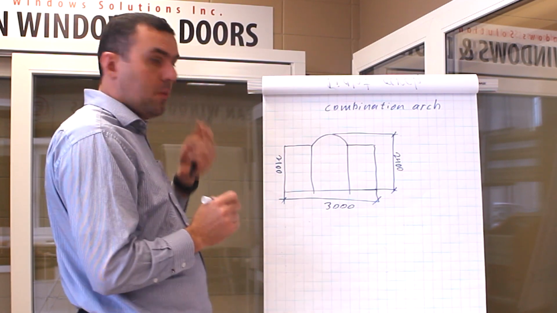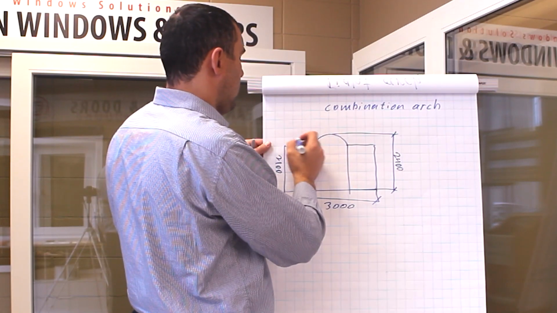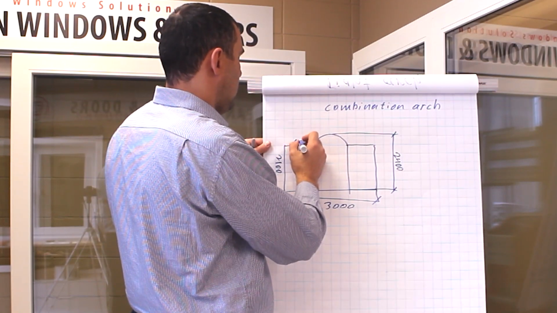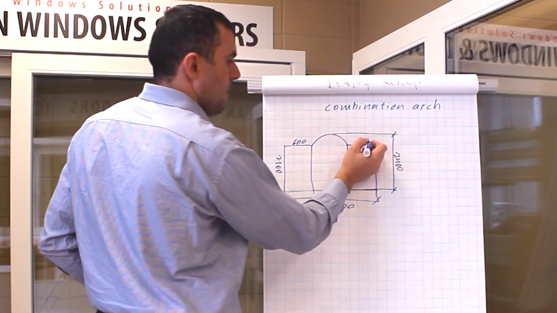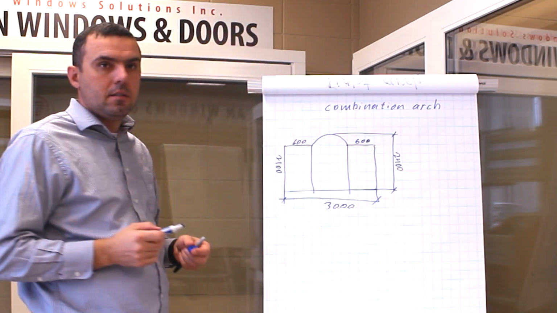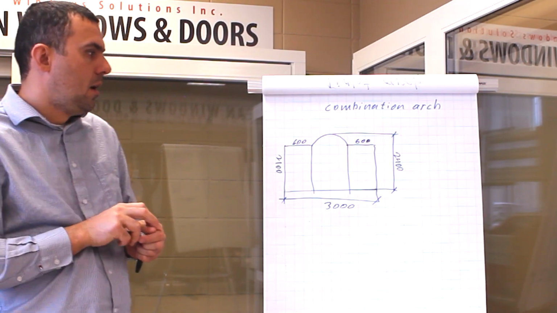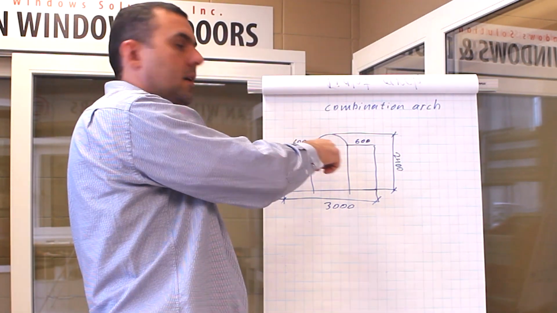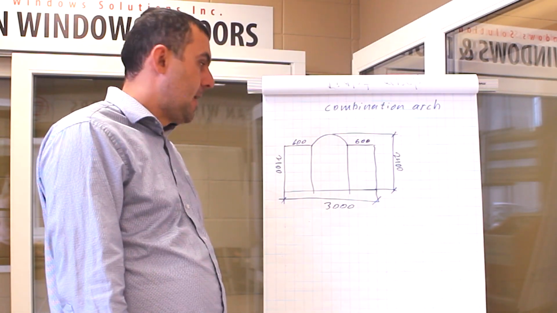2100. And what's important, where it starts bending to this point, I will need 600. That's the sizes I need for those combination arches. I need total height. I need to know where this bending starts, where this bending ends. Okay?